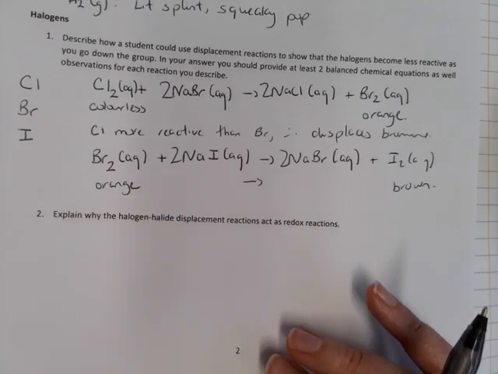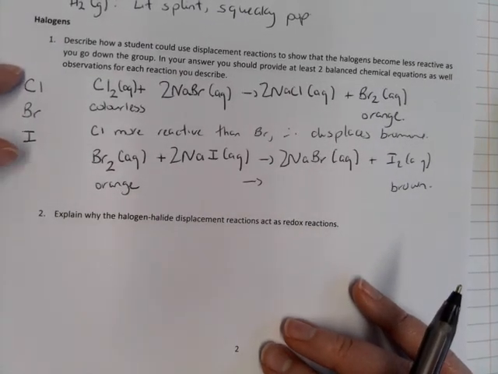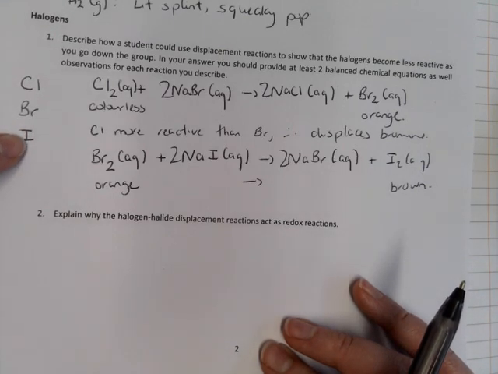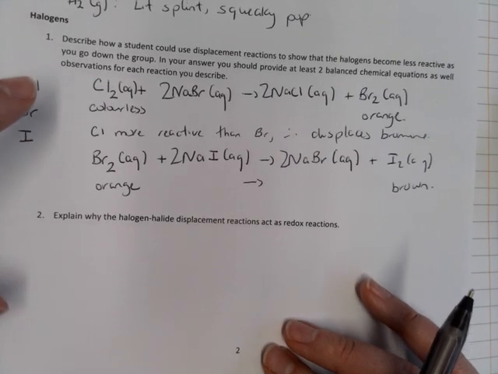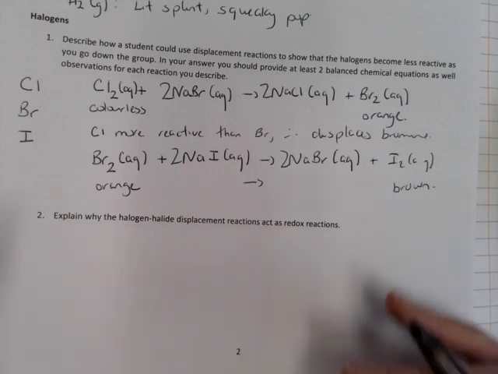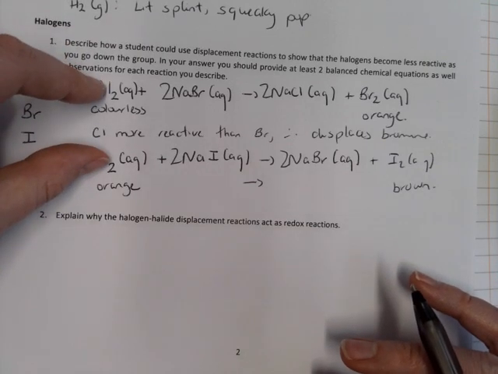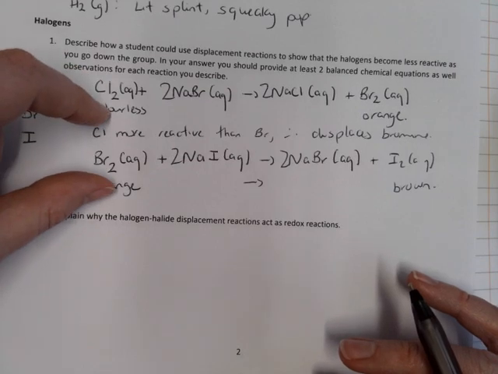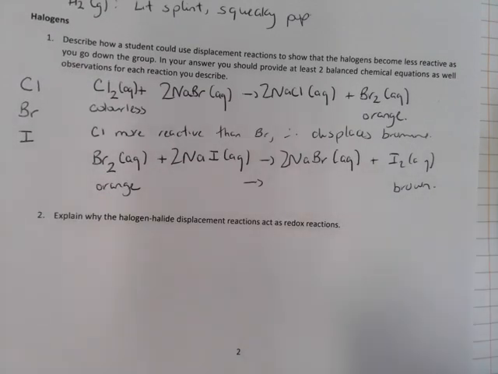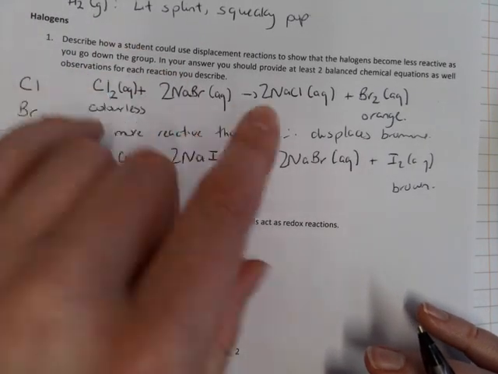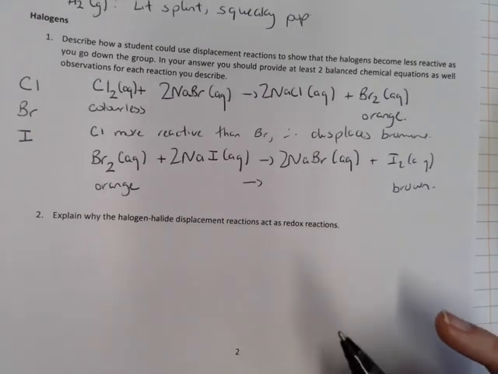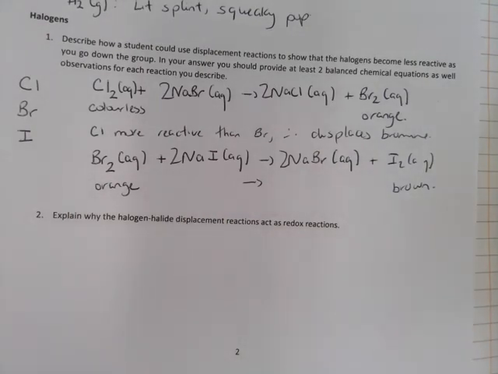I don't need to do another one with chlorine and iodine. If I've shown that chlorine's more reactive than bromine, and bromine's more reactive than iodine, then it goes without saying that chlorine is more reactive than iodine. You also don't need to do other combinations and show that it doesn't work. You can answer this question just using 2 equations and 2 observations, so you're kind of wasting your time by writing more. You need chlorine versus bromine, bromine versus iodine, colour change for both, and then just a conclusion, and you'll get all of your 6 marks on that.